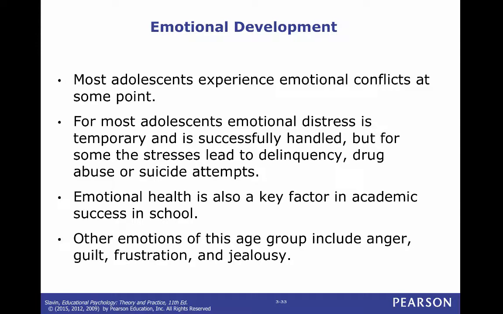When we talk about emotional development, most adolescents experience emotional conflicts at some point. We call it teenage angst. For most adolescents, that distress is temporary, and if it's successfully handled, then kids do fine. But if it's unsuccessfully handled, it can lead to delinquency, drug abuse, and suicide attempts, because suicide is one of the major causes of death in adolescence.